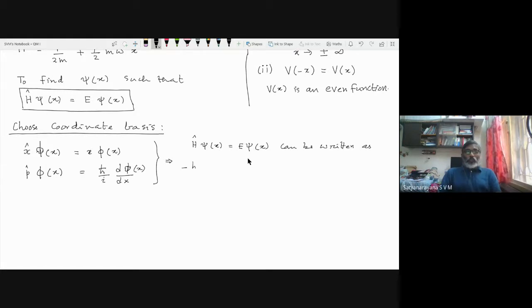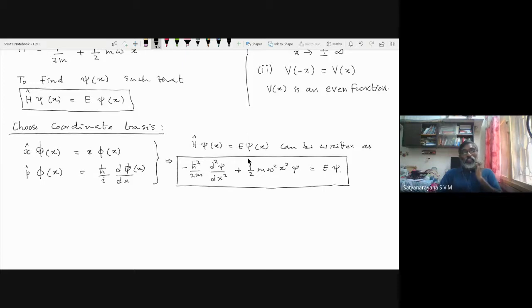minus h bar square by twice m d square psi by dx square plus half m omega square x square into psi is equal to E psi. So this is basically the eigenvalue equation, or what we call the time independent Schrodinger equation.